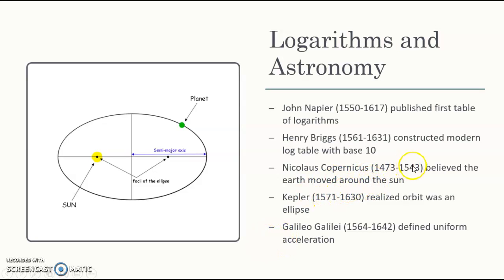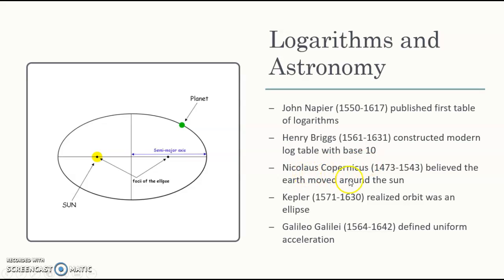Okay, now we'll be moving into logarithms and astronomy. We have here that John Napier published the first table of logarithms. Now his logarithms were a little bit different than the ones we see today. Our more modern version of logarithms comes along with Henry Briggs, who constructed the modern table with base 10.